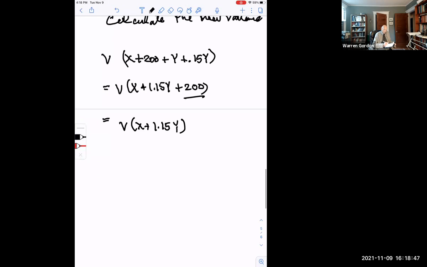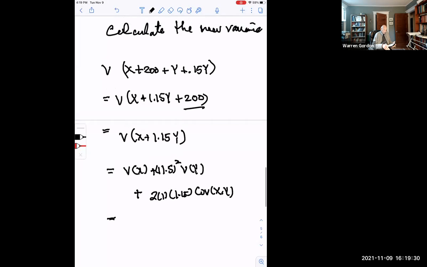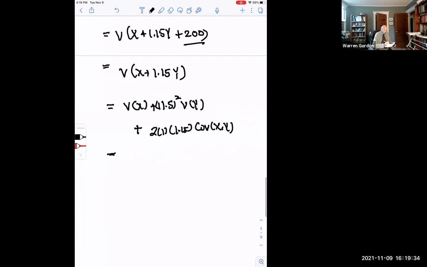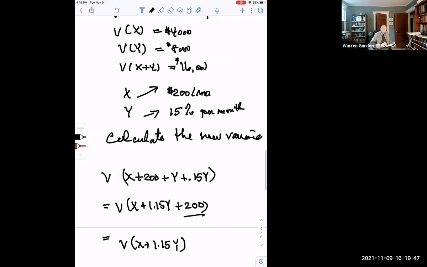And now this is equal to, remember this is V of aX plus bY, V of X plus 1.15 squared V of Y plus 2 times 1 times 1.15 covariance of X and Y. Okay, now we know V of X. V of X is equal to 4,000 plus 1.15 squared times V of Y. V of Y is 8,000.